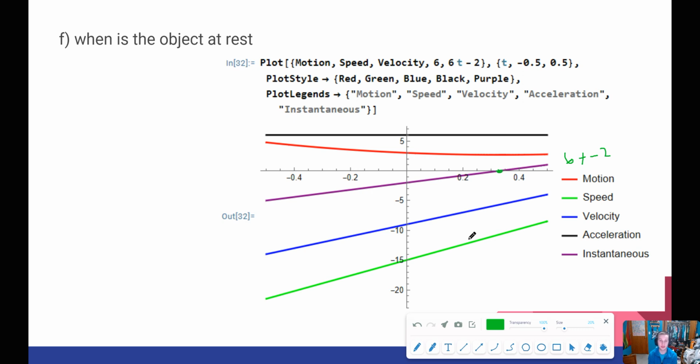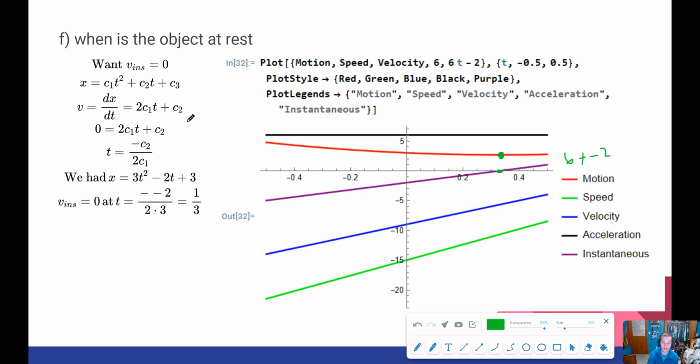What that also corresponds to, since we have a quadratic equation, is the minimum of our motion graph. Whenever you have a derivative equal to 0, that is a minimum or a maximum point, and in this case, it's a minimum point. What I decided to do here is we want our instantaneous velocity equal to 0. So I wrote down the generic form for a quadratic here.